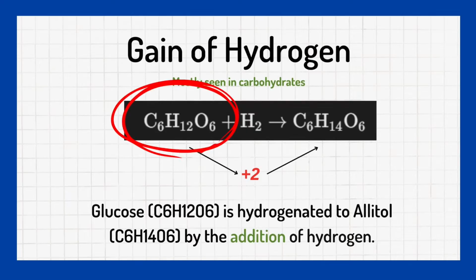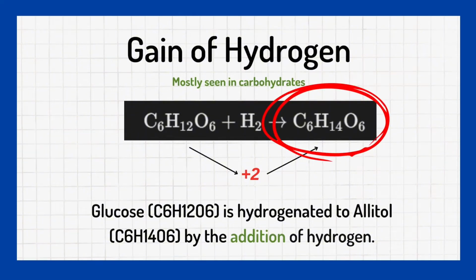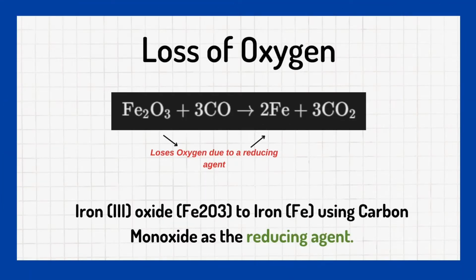Second to the last is the gaining of hydrogen, which is very common for carbohydrates. Here we have glucose, which is a simple sugar, going through a process called hydrogenation, where a specific substance is being added with hydrogen, and in this case, added with 2 hydrogen atoms, reducing it to alditol, which is the product in this reaction.